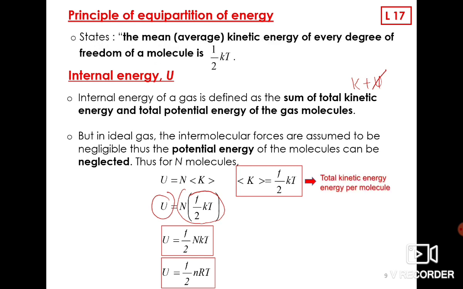Okay, so now we look at the principle of equipartition of energy. It states the mean kinetic energy of every degree of freedom of a molecule is half kT. So for each degree of freedom, the average kinetic energy is half kT.